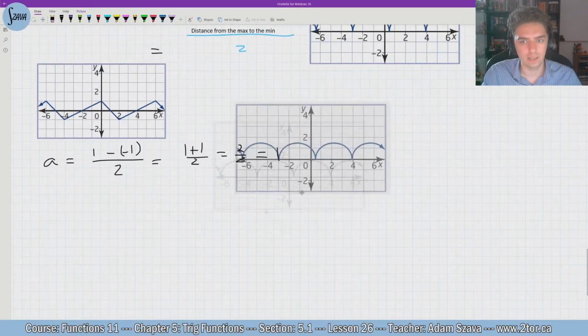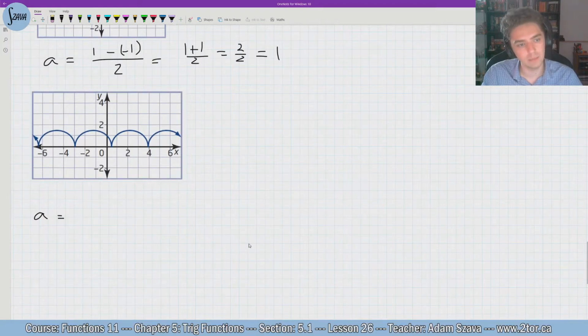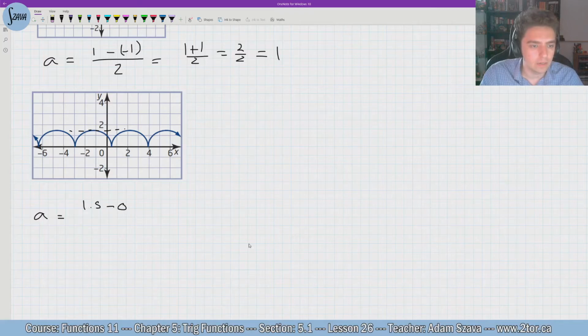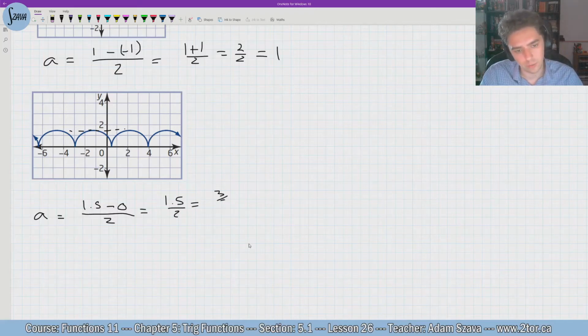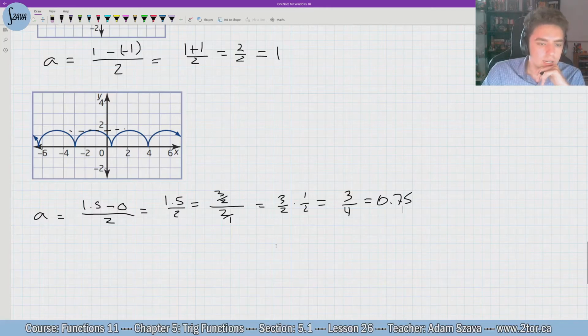And finally, let's take a look at this periodic function. The amplitude is the maximum, which looks like it's about 1.5, minus the minimum. The minimum is 0, it touches the x-axis. Divided by 2. So that's 1.5 over 2. It's good to turn decimals into fractions, so 3 over 2 over 2. How do you divide fractions? Dividing by 2 over 1 means 3 over 2 times 1 over 2, which is 3 over 4, which is 0.75.